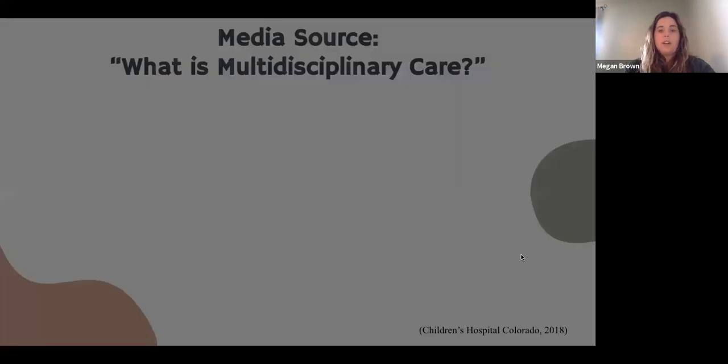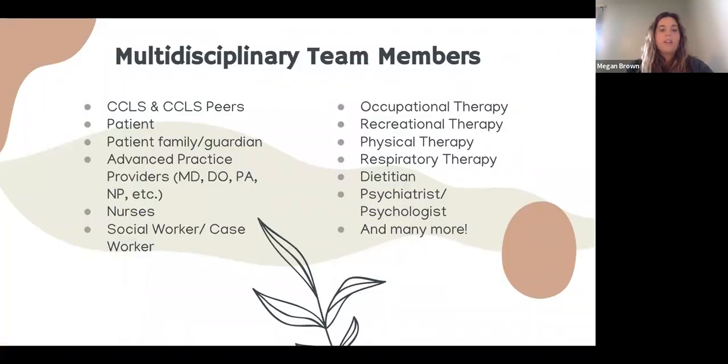Here we show the various team members that could be on a multidisciplinary team. As you see, there's a lot listed. I think some of the most key in relating to us going into child life are child life specialists and the child life specialist peers that may work with you in the healthcare setting, and then the patient and the patient's family and their guardian.